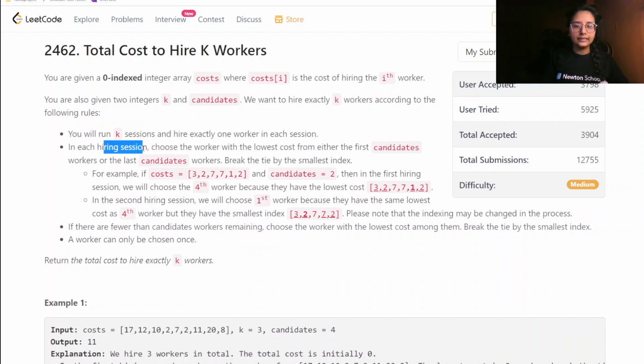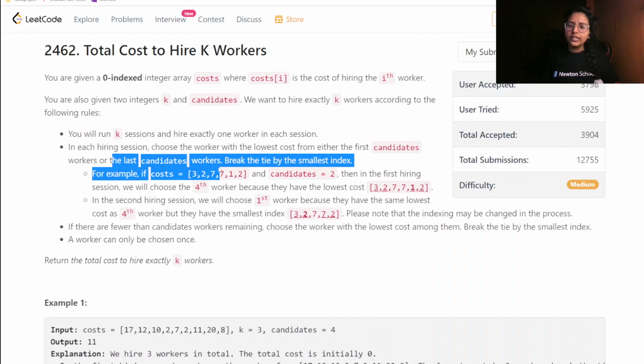In each hiring session, choose the worker with the lowest cost from either the first candidates workers or the last candidates workers. So there would be k sessions run, and in those sessions, the candidates which are given to us, right? Either we are required to take our answer from the first candidate set or the last candidate set. That is the thing which we are going to do here.